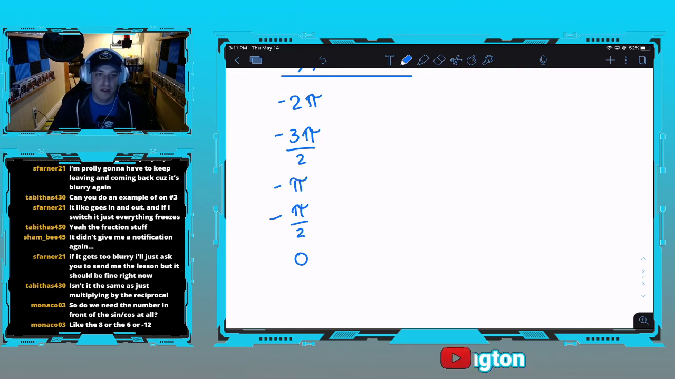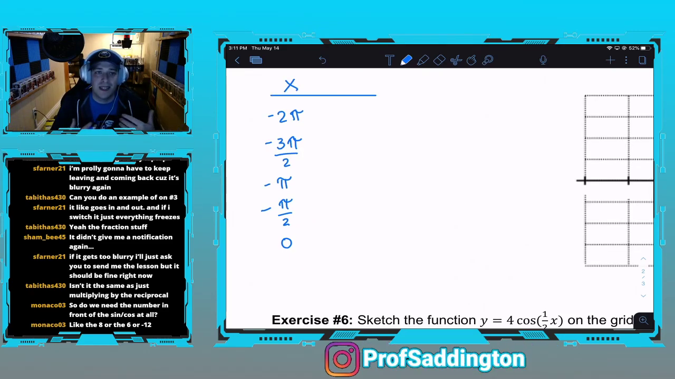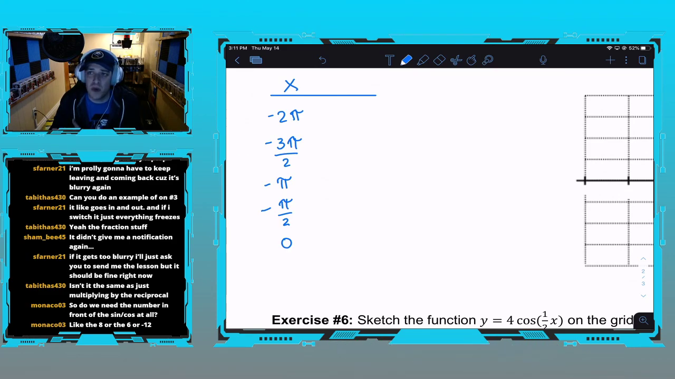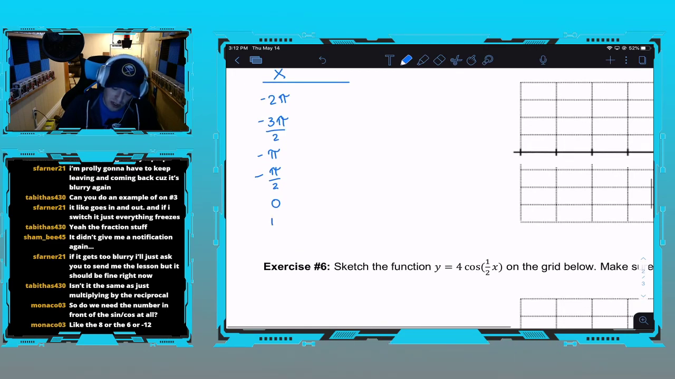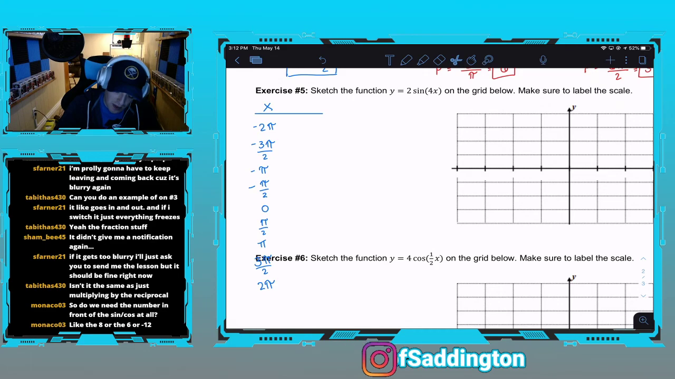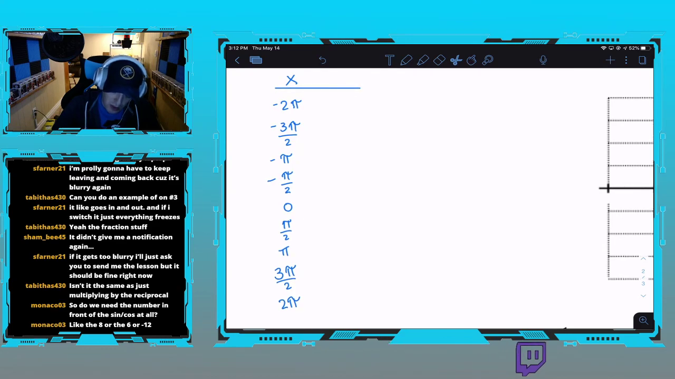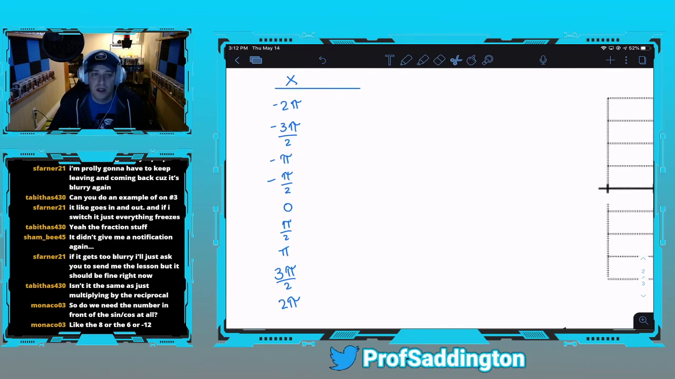And then we have negative pi over 2, and we have 0. So that was everything on the negative side. Technically, we still have everything on the positive side as well. So when we have these numbers, they actually just go in the other direction, but now we're just going to go up. So it'll be pi over 2, it'll be pi, and I'm going to shrink all this. 3 pi over 2, and 2 pi. So, those are all the numbers that we have had on our grid.